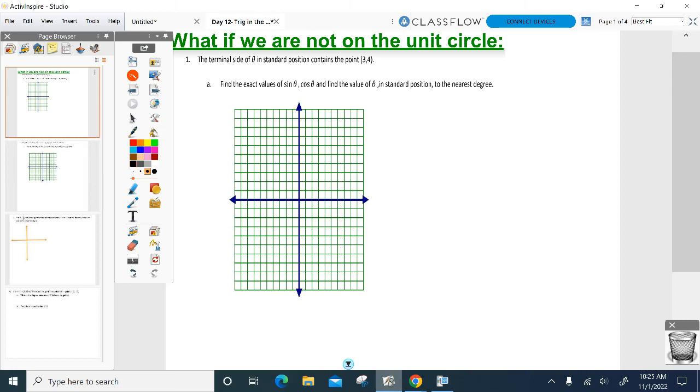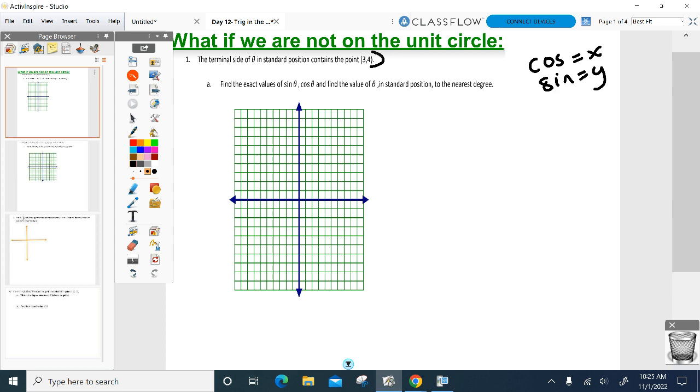Well, last period went really well, so I assume it'll go well for you guys. Now we're not on the unit circle anymore, so you can't just tell me cosine is equal to my x coordinate and sine's equal to my y coordinate. This only works when you're on the unit circle. We're no longer on the unit circle.